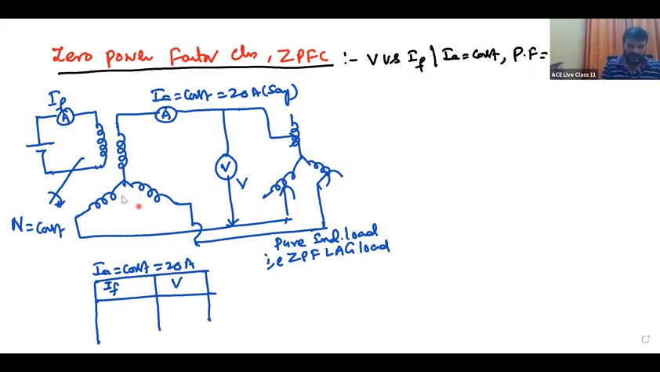This is the alternator. On this, we are measuring the armature current, and a variable inductive load is applied. So by varying the field current, we will note down the voltmeter reading.